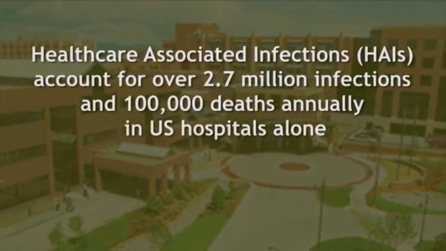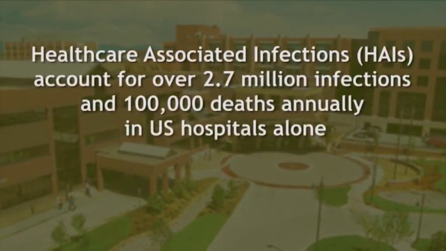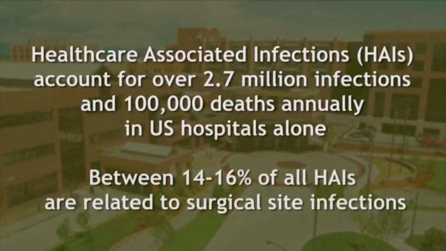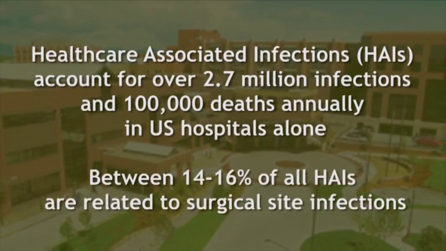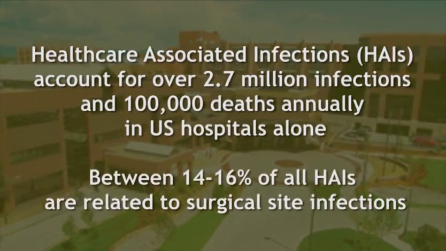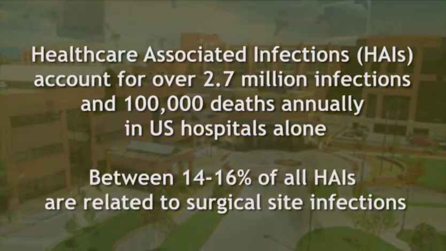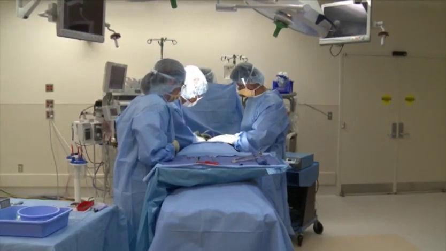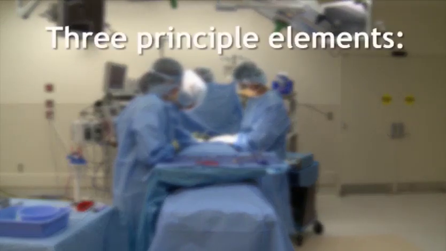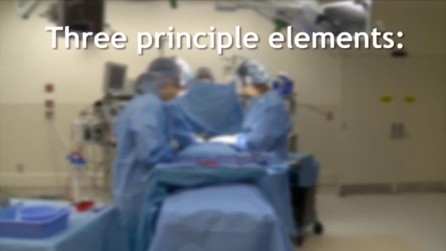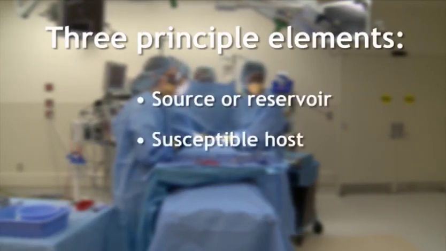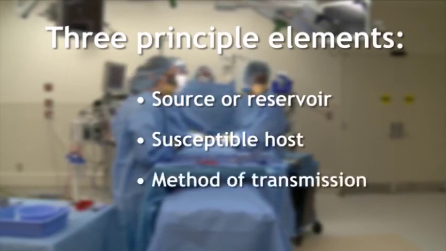Healthcare-associated infections, HAIs, account for over 2.7 million infections and 100,000 deaths annually in U.S. hospitals alone. Between 14 to 16% of all HAIs are related to surgical site infections. According to the U.S. Centers for Disease Control and Prevention and the World Health Organization, there are 3 principal elements required for an infection to occur: a source or reservoir, a susceptible host with a portal of entry that would receive the infectious agent, a method of transmission.